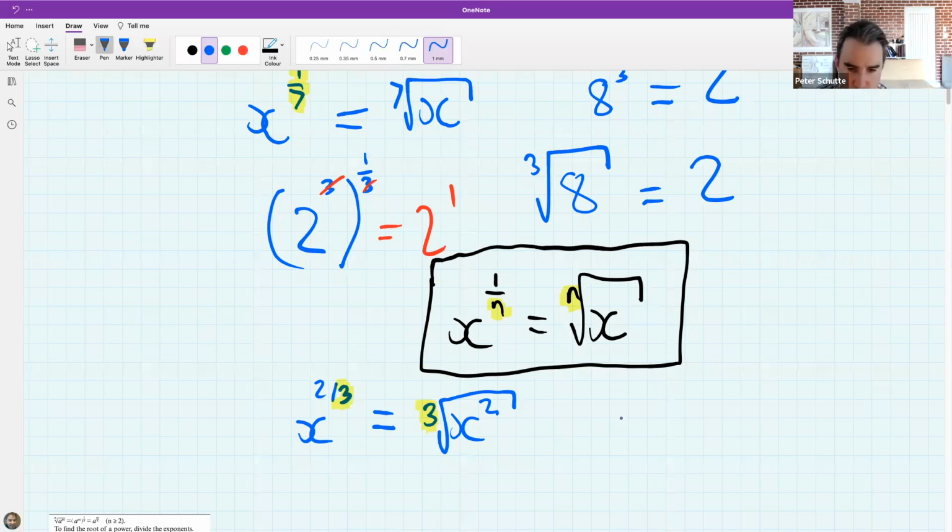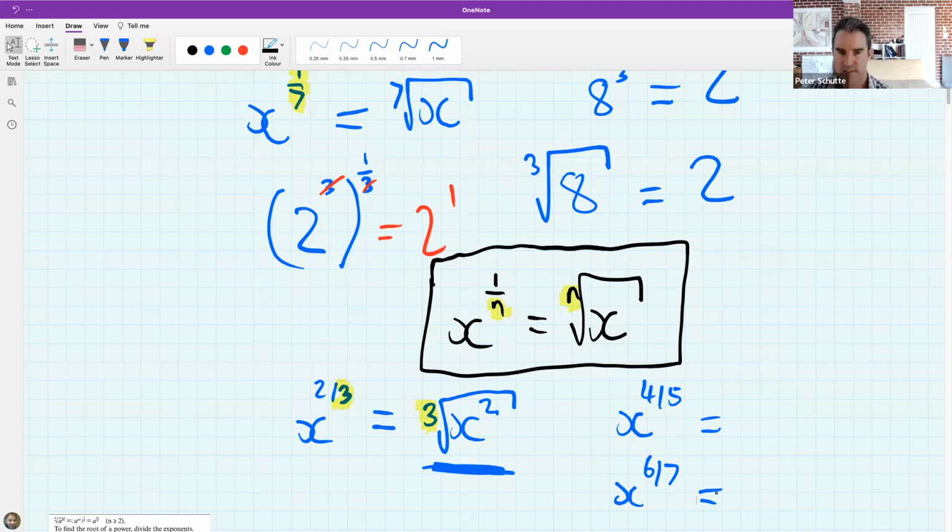Now, what I want you to do is write x to the power of 4 over 5 in root form, in this type of form for me. So do that. And I also want you to write x to the power of 6/7. That would be awesome. Off we go. And if there are questions, please raise your hand or pop it in the chat.